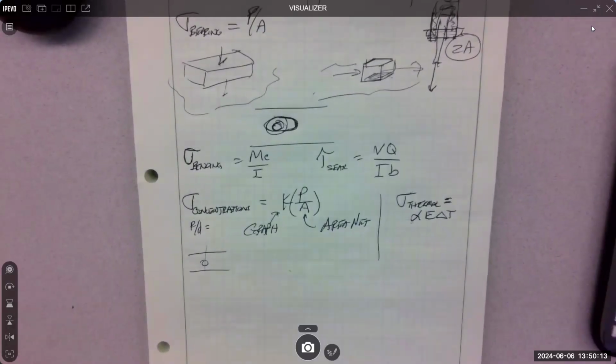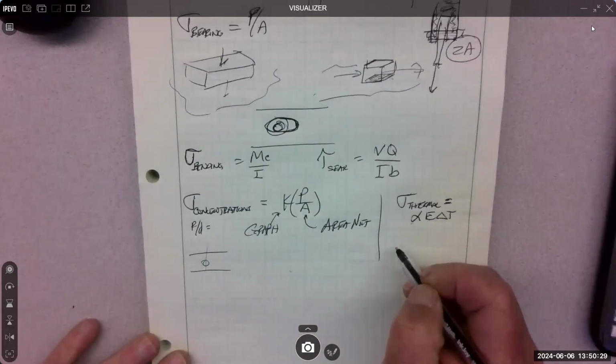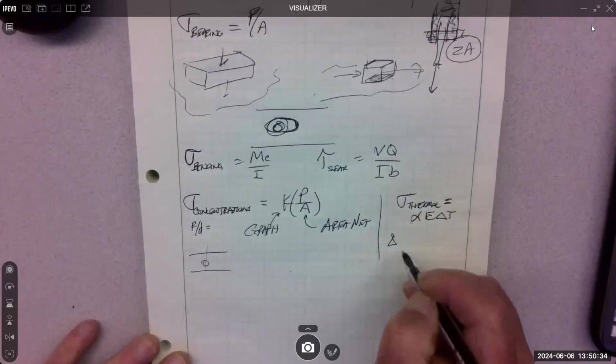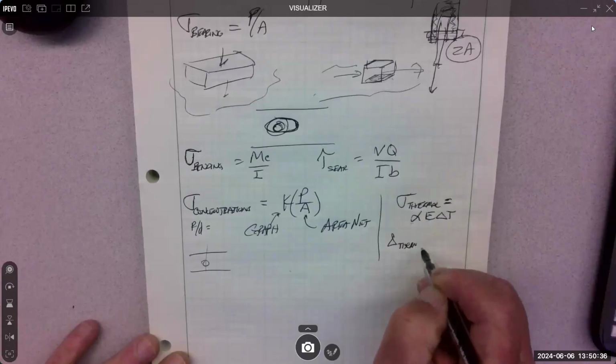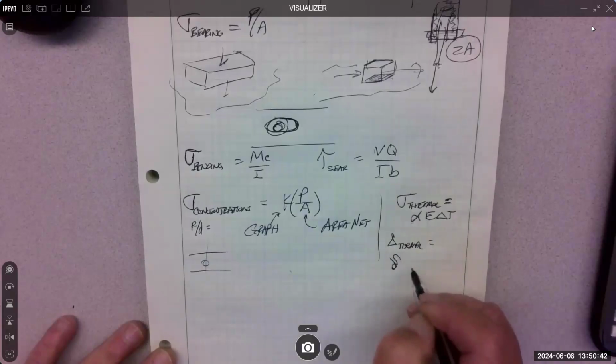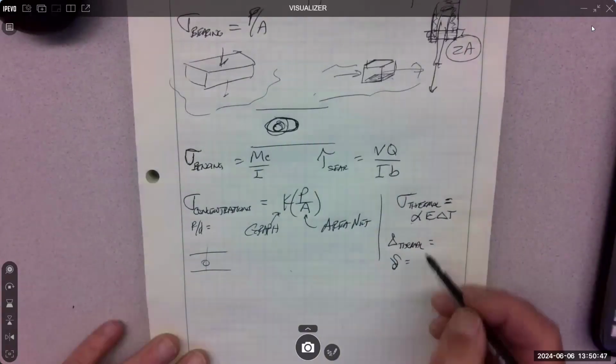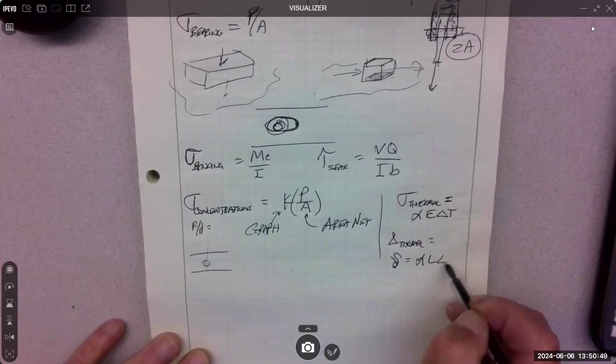Now, if it is free to expand, like, here's this thing sitting on the ground and the temperature goes up 800 degrees, that's hot. How much did it expand? That is what they use for the symbol, delta thermal. I think they use a Greek letter, lowercase delta. And that's alpha L delta T.